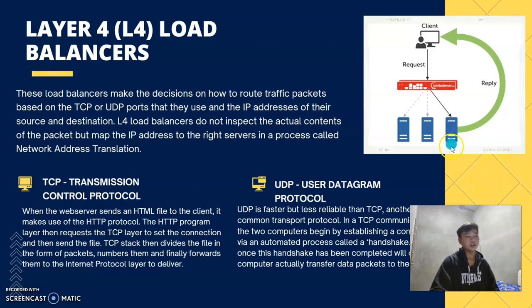So this is the diagram or the figure. In this figure, we will see the proper process of how layer 4 occurs. So this is the client requesting the information, and this is the load balancer, and it goes to the proper servers and then replies to the client.